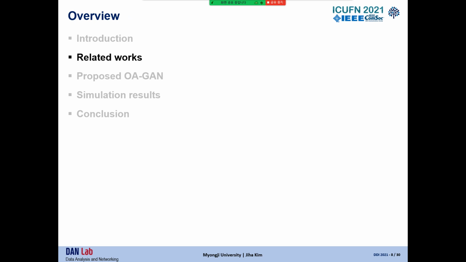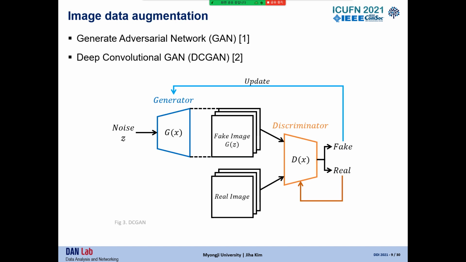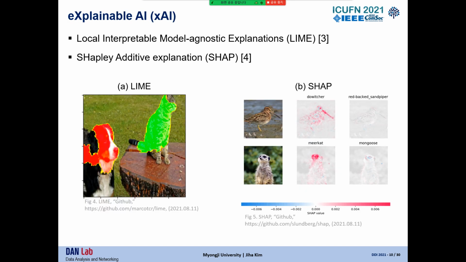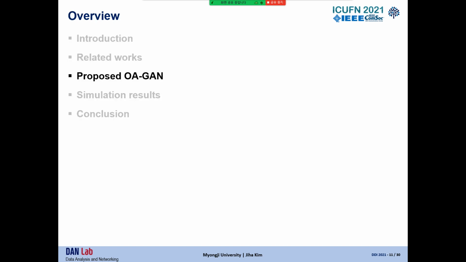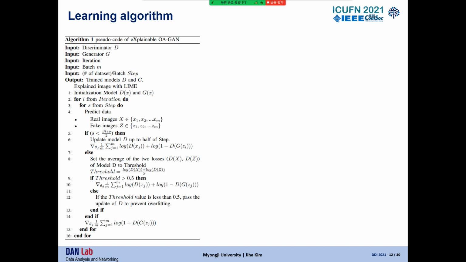And this section is related work. My paper's motivation is GAN and TCGAN. I looked at overfitting of the discriminator, and we use the xAI method to confirm it. There are two alternatives, LIME and SHAP. Among them, I used LIME, and SHAP is being prepared as future work. Now, let's move on to the proposed OA-GAN. This learning process may avoid overfitting of the discriminator. I'd like to explain this algorithm.